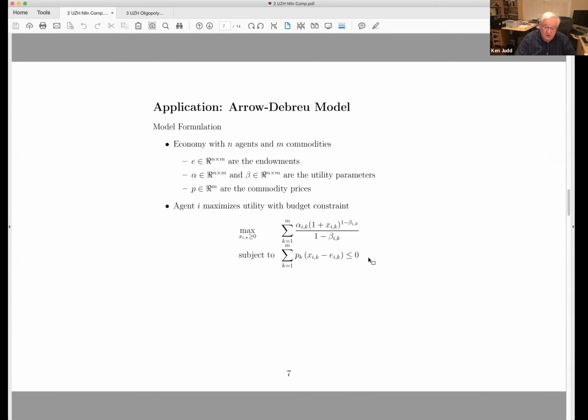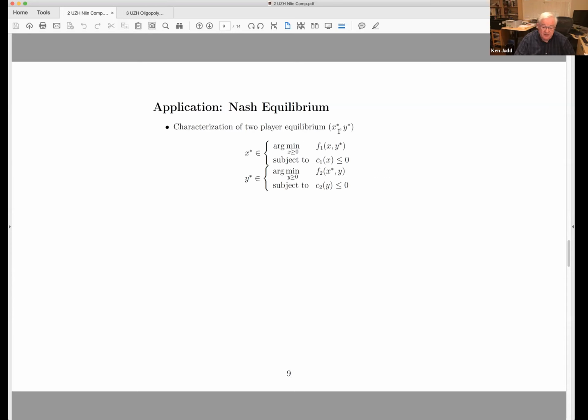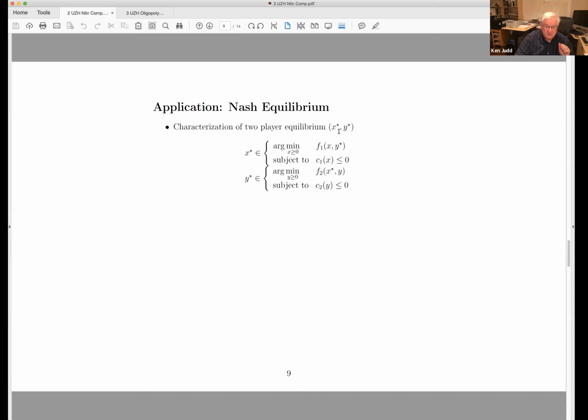And so then, when we put together the first order conditions for the individuals, there is also a complementarity condition. And then for each market k, the price has to satisfy this condition that either the price of good k is 0 or the excess supply is 0. So again, you have complementarity conditions in the problem. Those are examples of complementarity problems.